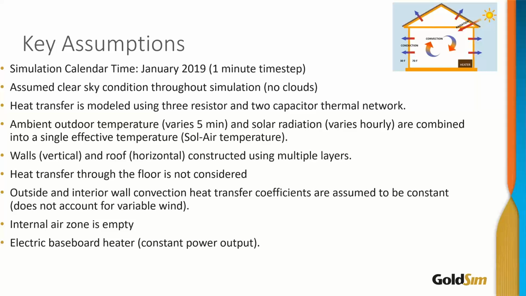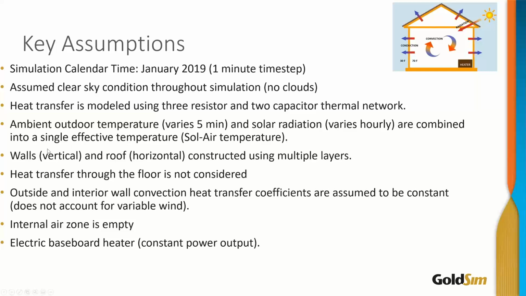We are going to use a basic thermal network that is like an equivalent electric circuit, composed of 3 resistors and 2 capacitors for our construction layer. So we'll get into that a little later. But it basically means that we're calculating temperature as only a function of time and not of spatial orientation. The ambient temperature varies every 5 minutes, and the solar radiation varies hourly. And we will combine these into an effective temperature.